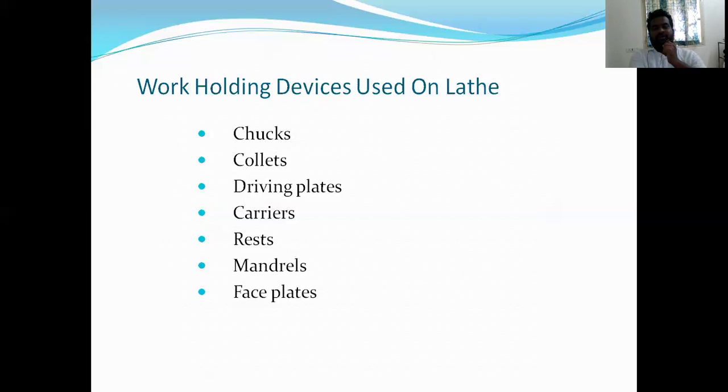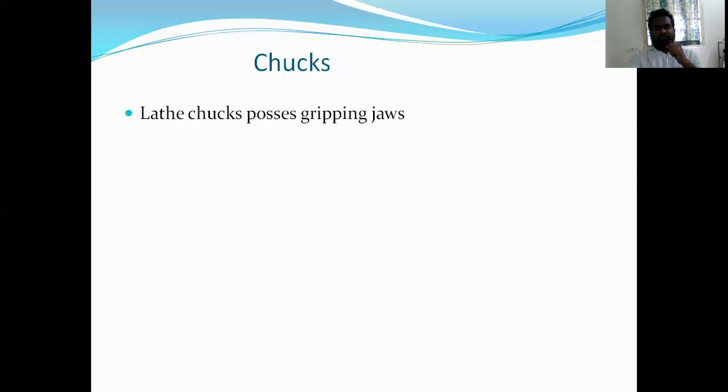In the 3-jaw chuck, we are not fixing the irregular shapes, right? So in tomorrow's class we are going to discuss the magnetic chuck, mandrel chuck, drill chuck and the remaining work holding devices.